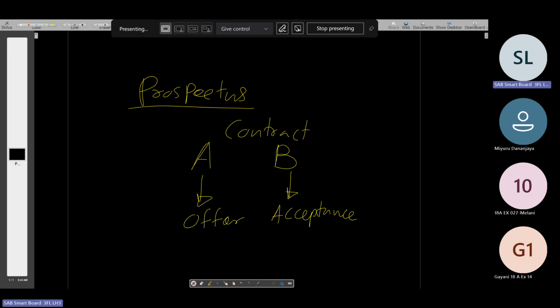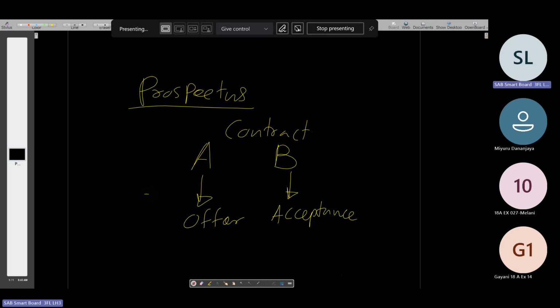Then once the offer is accepted by the other party, a valid contract is formed between A and B. That's the simple way. Now we can identify one element as an offer, and another one is an acceptance.